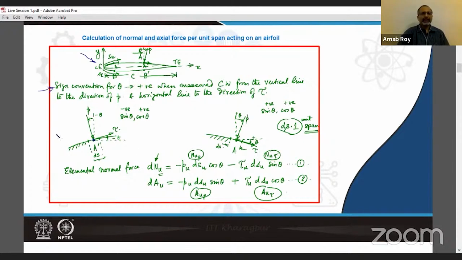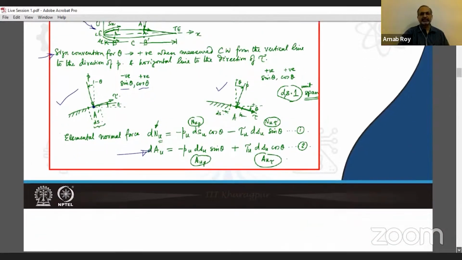So at a point like A dash, for example, which is closer to the leading edge and on the upper surface of the airfoil, theta would be considered negative over here, and therefore sine theta works out as negative, cos theta as positive, while at a point closer to the trailing edge, which we are marking as A, theta is positive, and therefore both sine theta as well as cos theta are positive. And then we have written an expression for the elemental normal and axial forces as functions of pressure, the shear stress, as well as the inclination.